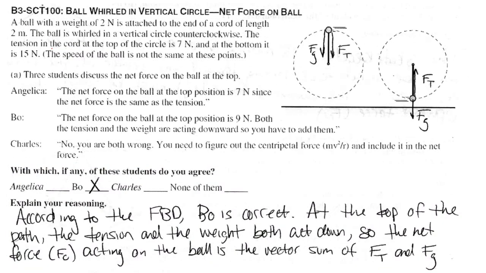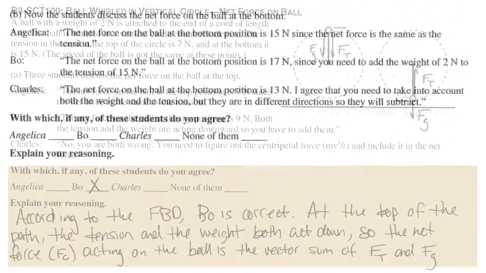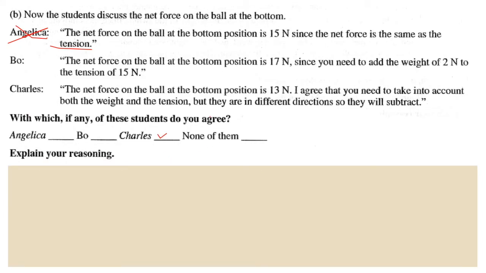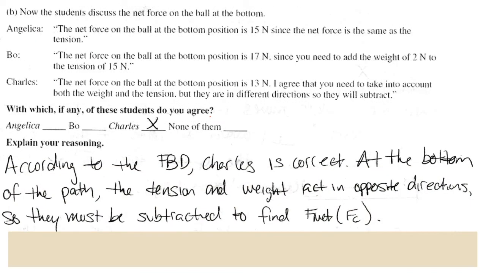So just to go back to the diagram here, the point is you take the forces going toward the center of the circle, Ft, and you subtract the forces going away from the center of the circle, Fg. And so that would be 15 newtons minus 2 newtons gives you 13 newtons, making Charles correct in this instance. And so the explanation I wrote: according to the free body diagram, Charles is correct. At the bottom of the path, the tension and the weight act in opposite directions, so they must be subtracted to find the net force.